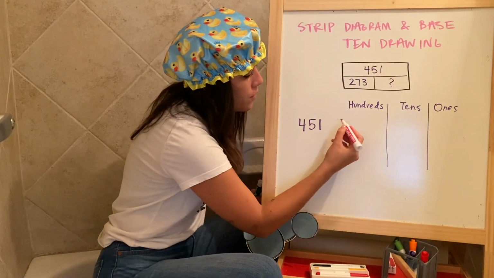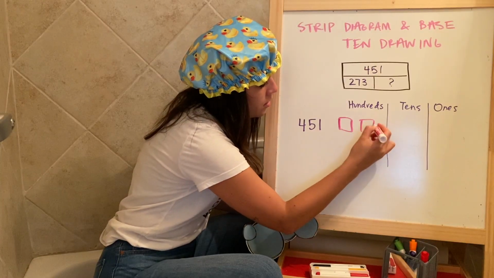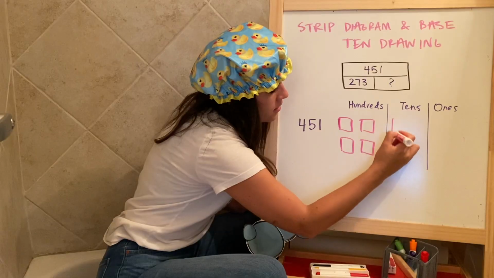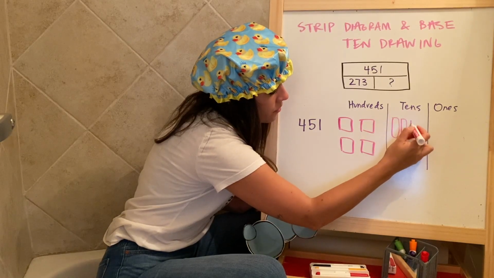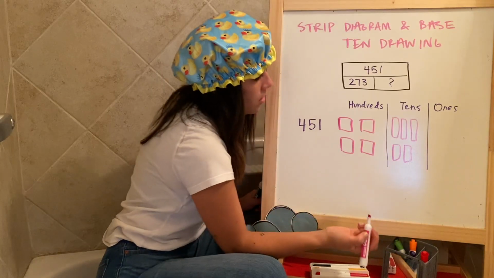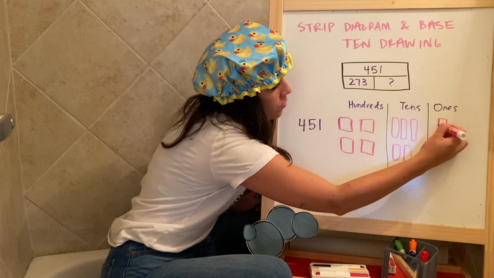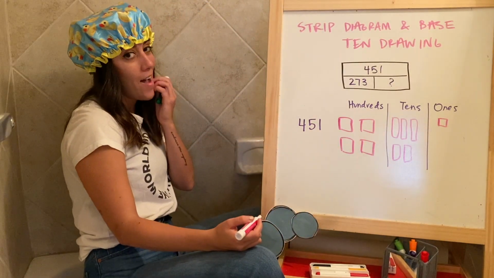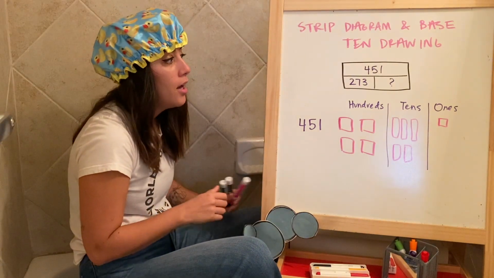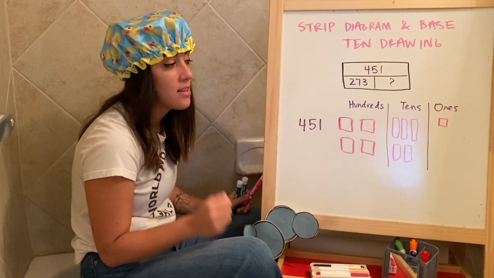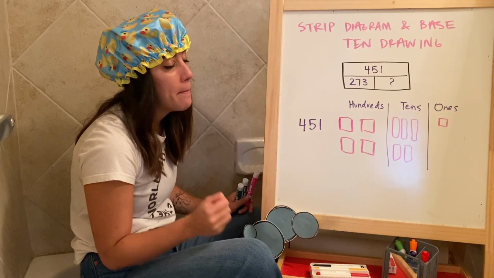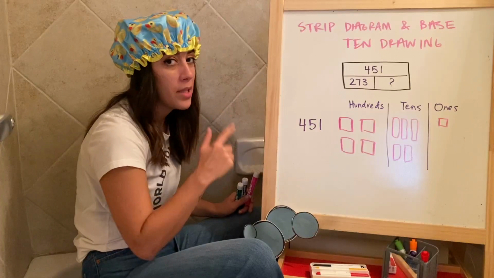So hundreds, I have 4 in the hundreds. 1, 2, 3, 4. 5 in the tens, making my 10 strip, or 5 strips of 10. 3, 4, 5. Okay, and then 1 in the ones place. I am going to take away 273.